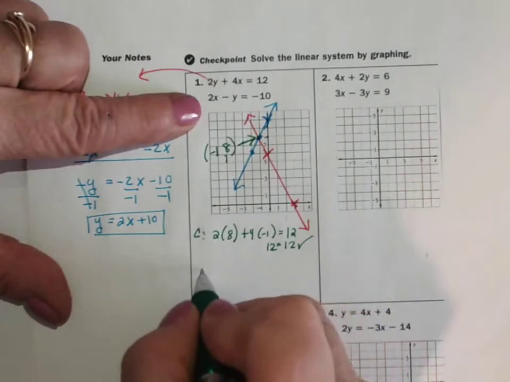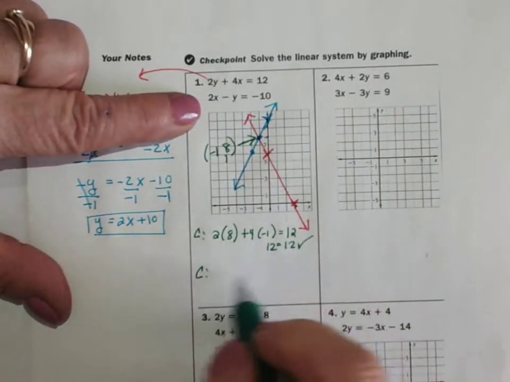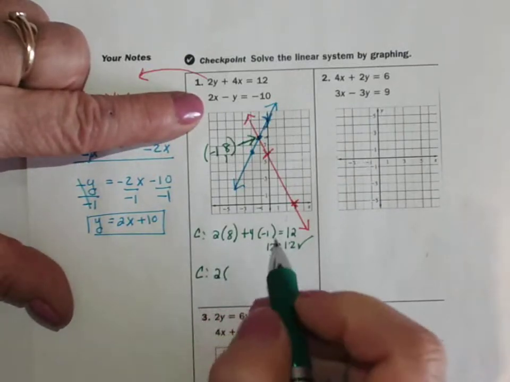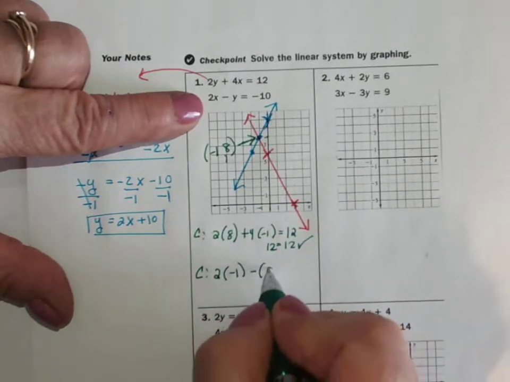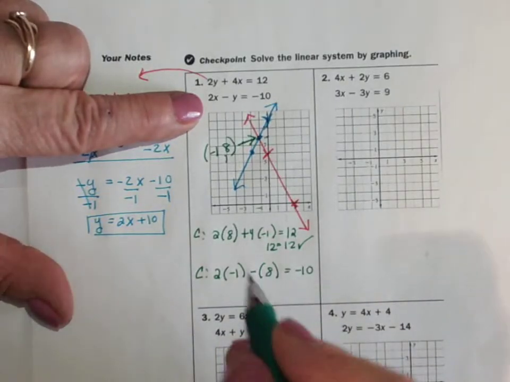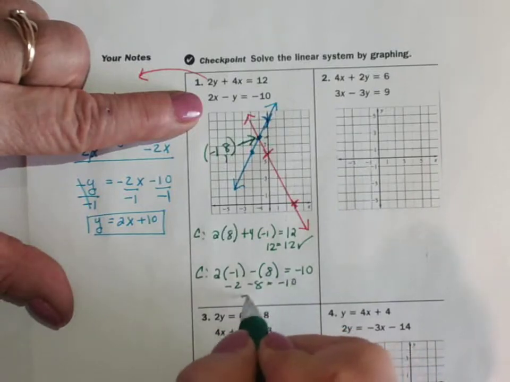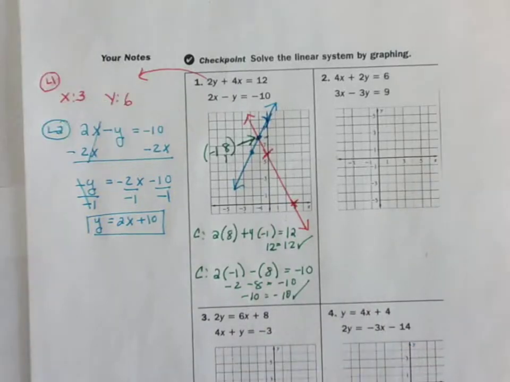Okay, I'm going to check the next one. Put little C's in front of it so that I know that this is the first line and this is the second. Second one is 2 times x, which is negative 1, minus 8 is negative 10. Negative 2 minus 8, negative 10 equals negative 10. Cha-ching, it checks. So that's how to solve the system.